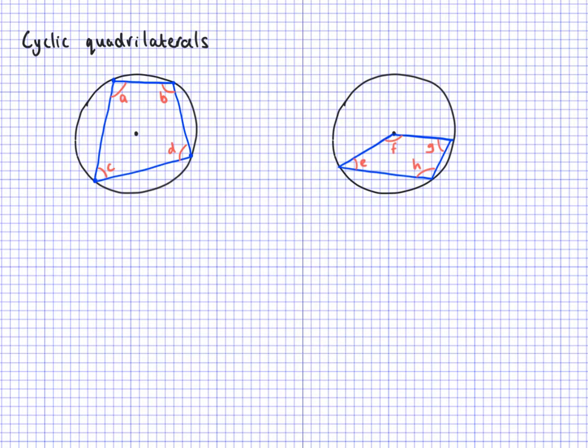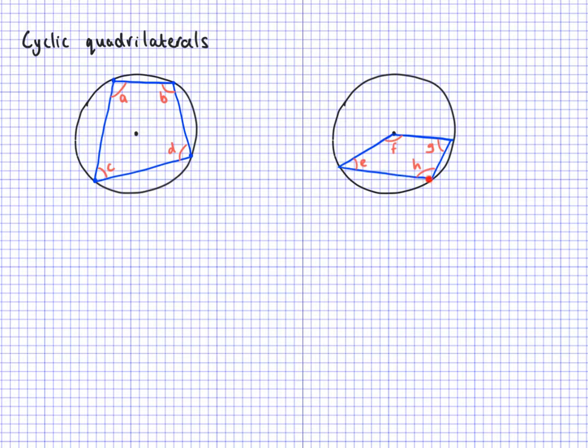There are three rules that I want to talk about in this video. The first one is going to be about cyclic quadrilaterals. Now, we have two examples of quadrilaterals inside circles here. So here I've got a quadrilateral where I can see that the corners of the quadrilateral touch the circumference.